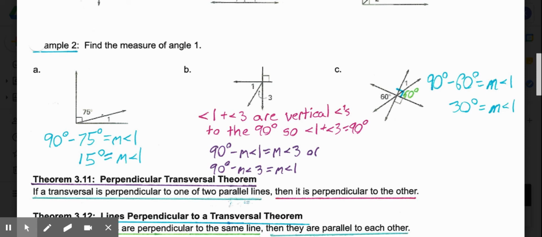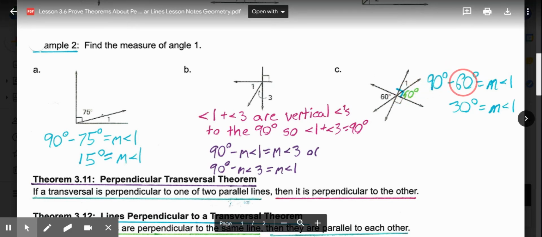And then in C, if we look at C, we know that we have vertical angle from 60 over to here, so this angle here is also 60. And then we know angle 1 plus that 60 is a right angle, so we can do 90 degrees minus the 60 degrees to get the measure at angle 1, so the measure at angle 1 is 30 degrees.